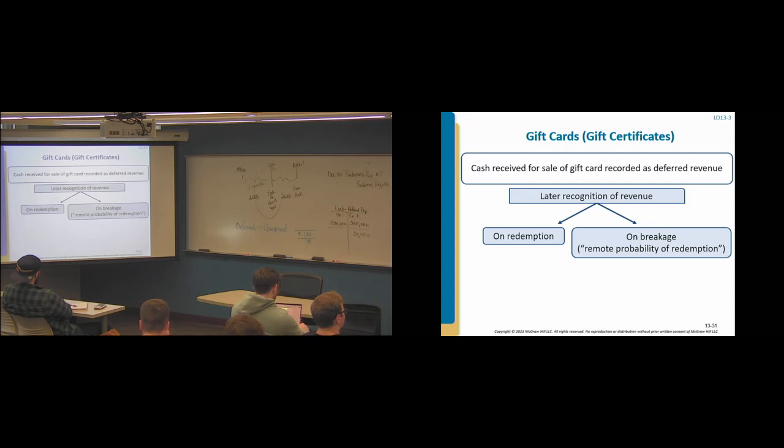What do we mean by breakage? If the probability of redemption is viewed as remote, in other words, not likely going to be presented with a gift card. I'm sure some of you have gift cards and maybe you use a portion of it. Say you get a $50 gift card and you use $48.20. Well, then you're just going to be like, forget the rest of that, right? Because what are you buying for $1.80 or whatever it is?